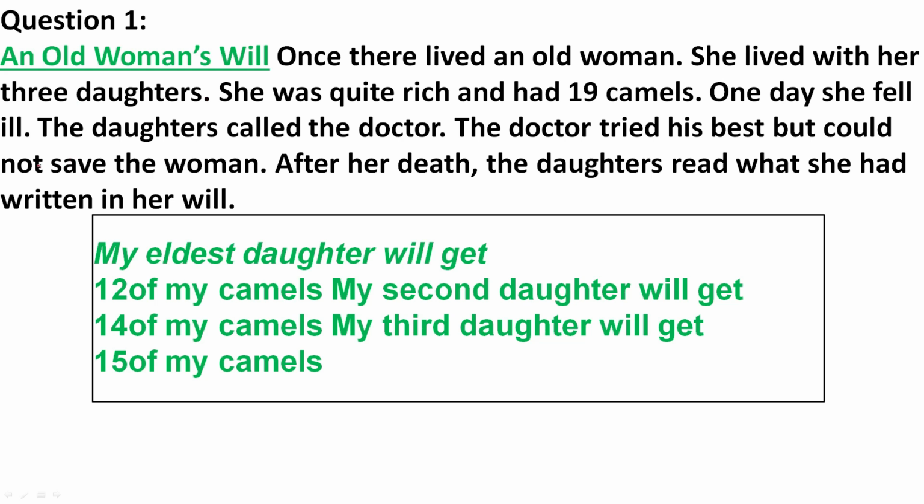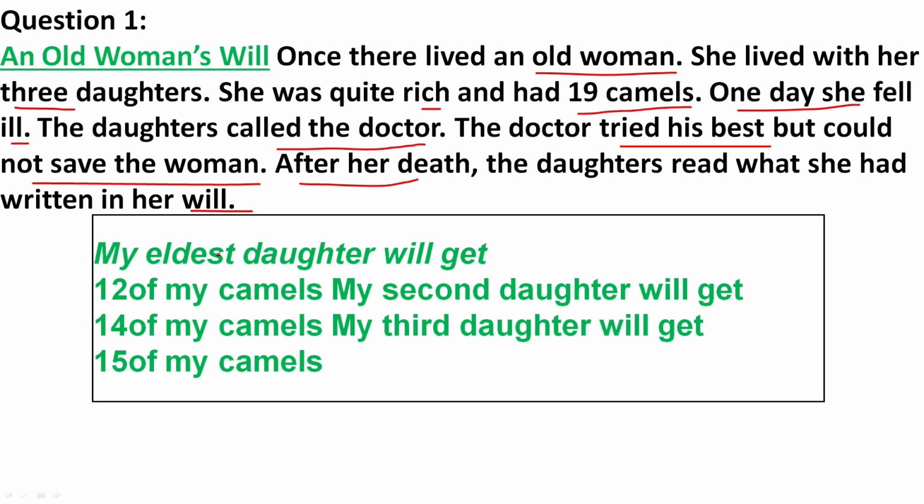An old woman and her will. Once there lived an old woman. She lived with her 3 daughters. She was quite rich and had 19 camels. One day she fell ill. The daughters called the doctor. The doctor tried his best but could not save the woman. After her death, the daughters read what she had written in the will.